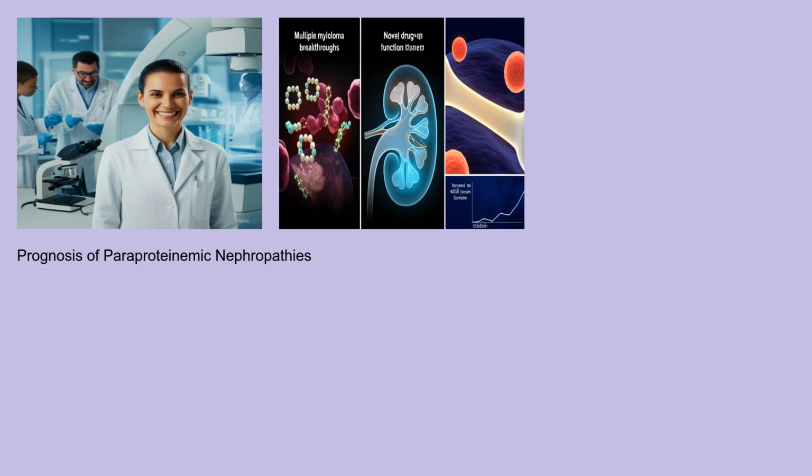The prognosis for paraproteinemic nephropathies varies depending on the type of disorder, the severity of kidney damage at diagnosis, and the response to treatment. Early diagnosis and prompt treatment are associated with better outcomes. Recent research is focused on developing more targeted therapies to reduce paraprotein production and prevent kidney damage. Novel drugs and immunotherapies are showing promise in improving kidney function and extending survival in patients with these challenging conditions. The ongoing research offers hope for more effective treatments and improved outcomes in the future.